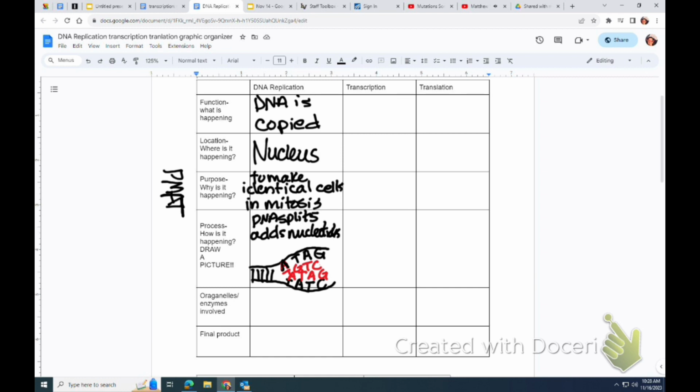So what I end up with is two strands of DNA. One half is old of that new strand, and one half is new of that new strand. It's called being semi-conserved.